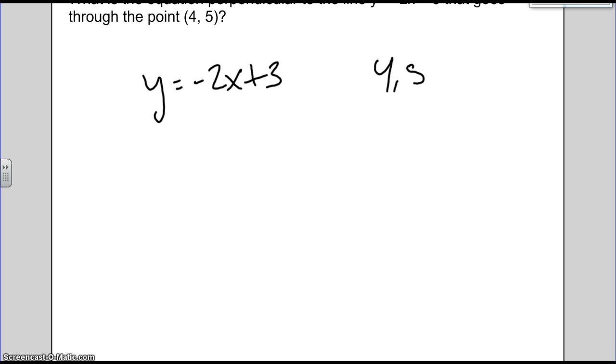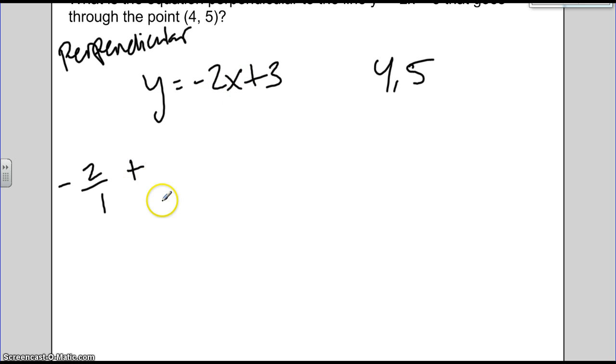You can't see it, but it says, what is the equation perpendicular to the line y equals -2x plus 3 that goes through the point (4, 5)? The key word is perpendicular, which means I need a slope that was -2/1, I got right here, and I flip it, so I just flip the sign and flip the fraction. This is my new slope, and this is the point that I have.